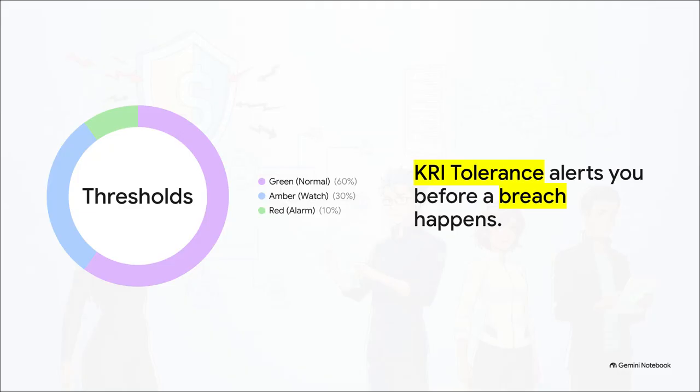And these KRIs are usually tracked against very strict tolerance thresholds. Green means normal operations. Amber means watch out, it's time to take action. Red means sound the alarm and escalate immediately. For instance, if you track the percentage of critical systems with unpatched vulnerabilities, and they linger unpatched for more than 30 days, that indicator automatically shifts from green to amber or red. The alarm bells are literally ringing before the hacker even exploits the patch gap.